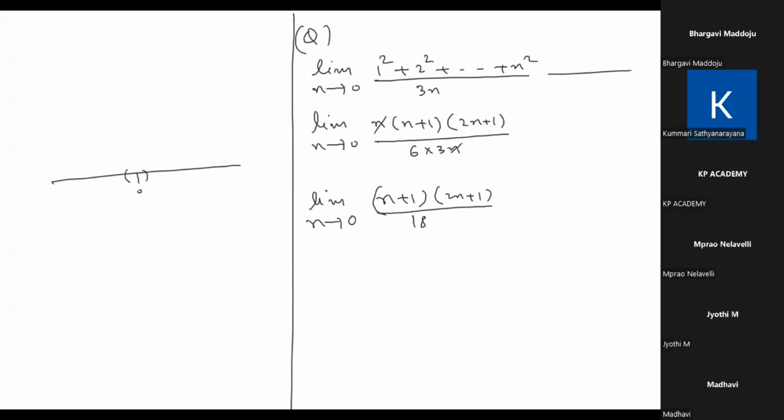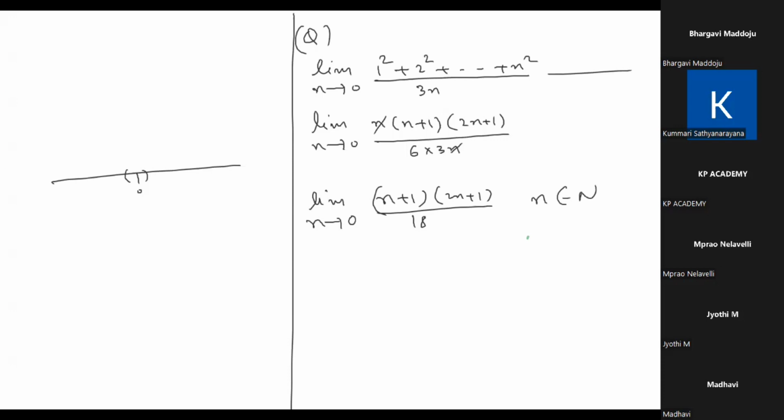But here, what happened now? What is the domain of this function? The domain is not R minus 0, and not 1 to infinity. The domain is natural numbers, because here we have the sum of the squares of the first n natural numbers. So the domain is natural numbers.